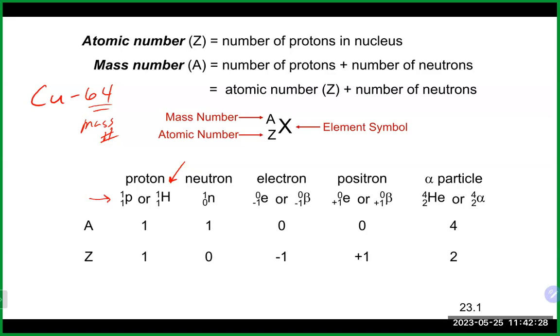Speaking of neutrons, neutrons are another symbol that we use a lot here, and that's an n for neutron, with a mass number of 1 and an atomic number of 0. And again, there are other symbols that we talked about previously as well.